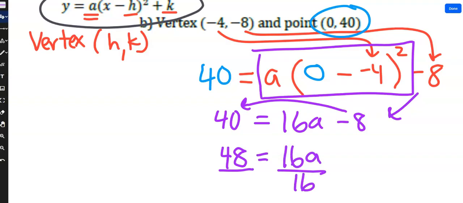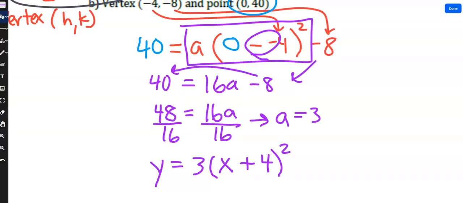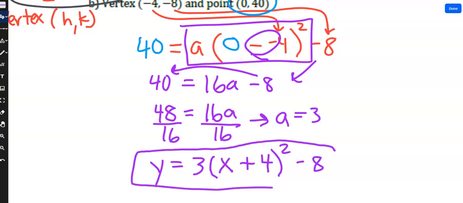And now we can do the division. So now we know that a is 3. And we can write our equation, y equals 3, parenthesis, x. Now remember, this had that minus minus, so that's another way to say plus 4 squared, and then the minus 8 on the outside. So there is my final overall equation for part B.